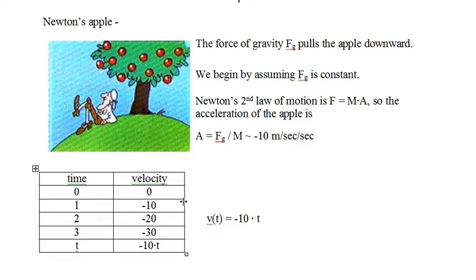The table shows the velocity of the apple as it falls. The apple drops at time t equals 0, and its velocity at that instant is 0. After 1 second, its velocity is minus 10 meters per second. After 2 seconds, it is minus 20 meters per second. After 3 seconds, it is minus 30 meters per second. And after t seconds, the apple's velocity is minus 10 times t meters per second. Thus, the velocity of the apple is given by the velocity function v of t equals minus 10 times t. Our goal is to determine the position function p of t, that is, the position of the apple at any instant t as it falls.